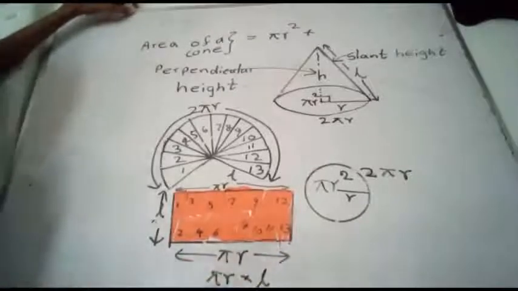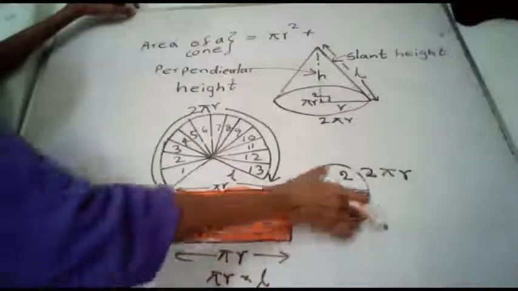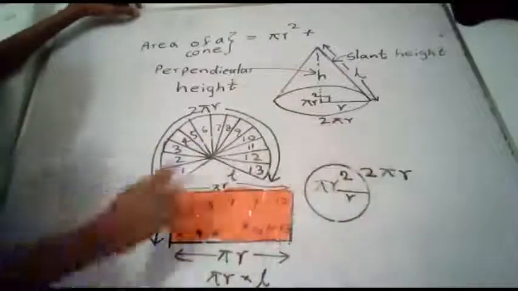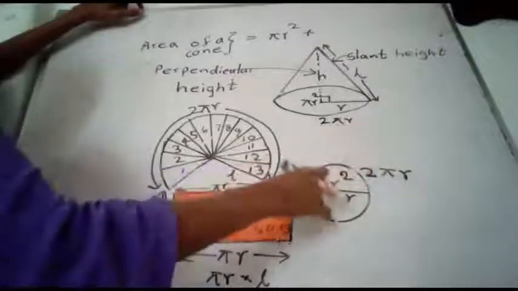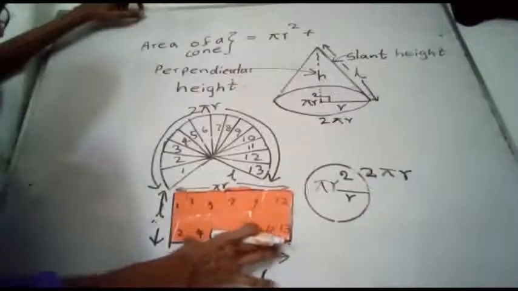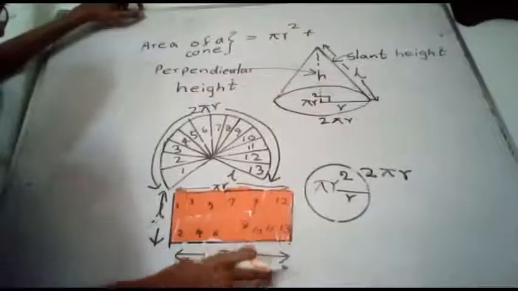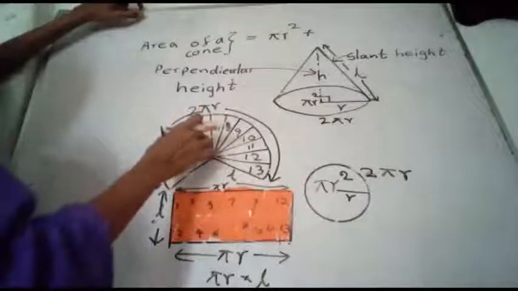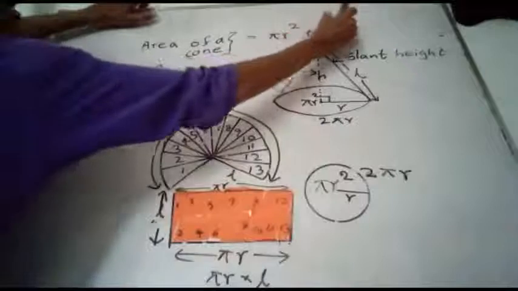Teacher, can we take this as the breadth? Yes. The breadth is equal to half the circumference of this circle. The circumference is 2πr, and half of 2πr is πr. πr is the length of this rectangle. The area of the rectangle, which is the area of the curved surface, is πr times l, πrl.